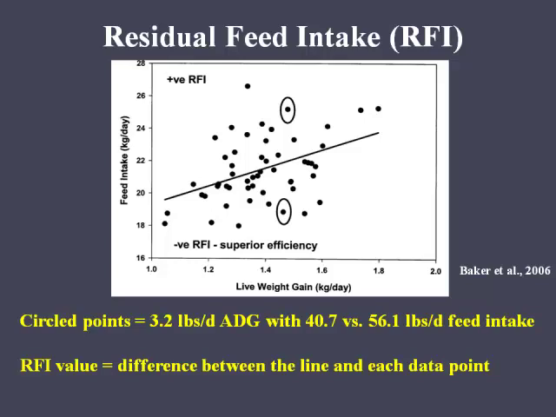Right. So this is the concept, that this animal is actually eating less than what we would expect or predict. This would be the average here, what we predict that animal would eat in that cohort. And so that's why this negative RFI is desirable. So this one's undesirable, eats more than would be expected for its rate of gain and its body weight. And we've done the conversion here. The circle points, we've converted to 3.2 pounds per day ADG, 40.7 versus 50.6 pounds of feed per day on those two circled animals.